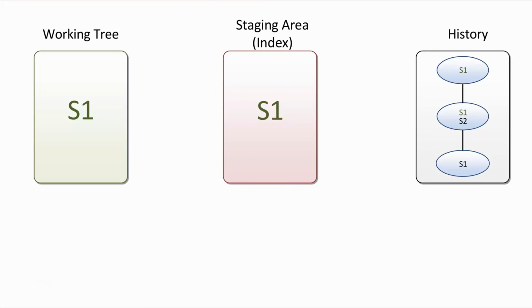Looking at our 3-area diagram, we see S1 has changed in the working tree. However, it hasn't been updated in the staging area yet. We didn't stage this bad config. With the git checkout command, we can replace the new S1 in the working tree with the previous version of S1 that is still in the staging area. Effectively, we would be discarding the new working tree changes.